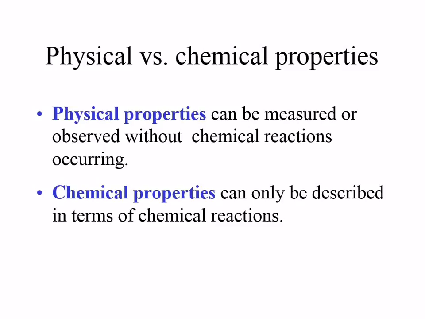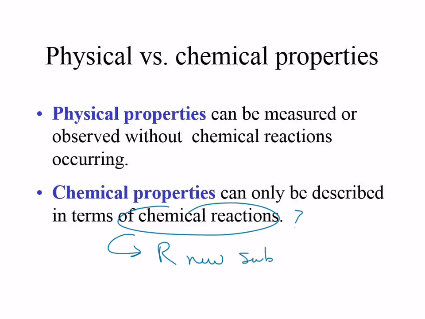And the hint for, well, I don't know if I did a chemical reaction. The hint for a chemical reaction is, were new substances formed? So I'll put chemical reaction question mark, and I'm going to say, are new substances formed? And if the answer is yes, then it was a chemical reaction you performed to assess that particular property.